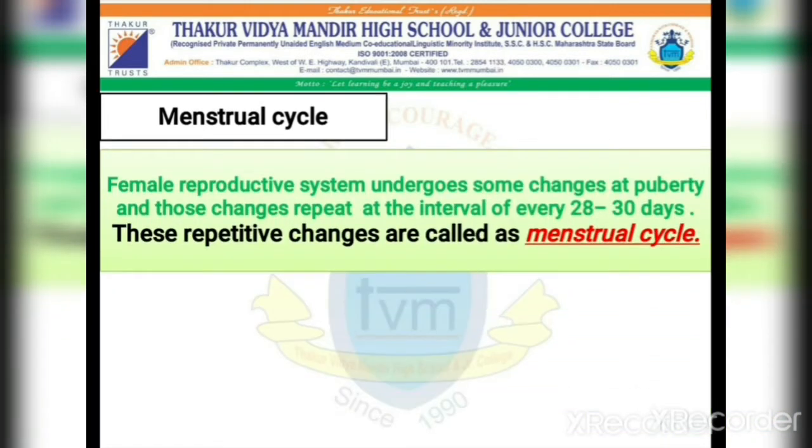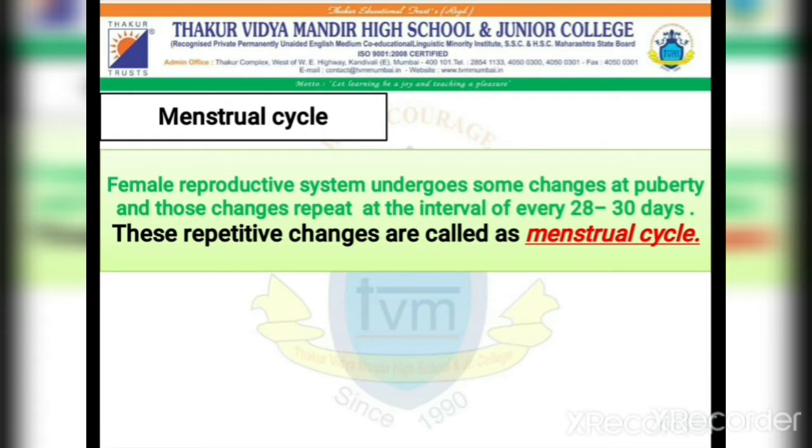The menstrual cycle is the cycle which is observed in females. The female reproductive system undergoes some changes at puberty, and those changes repeat at intervals of around 28 to 30 days, and these repetitive changes are called the menstrual cycle.